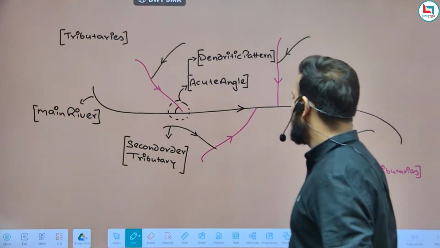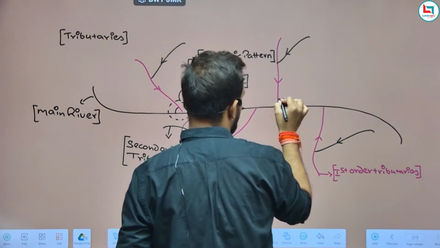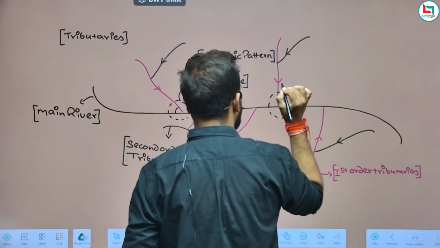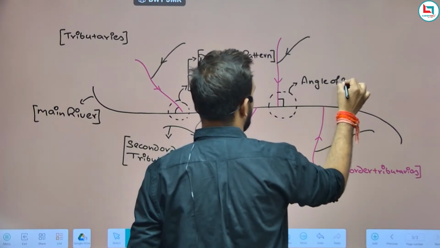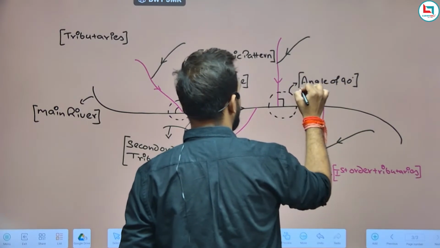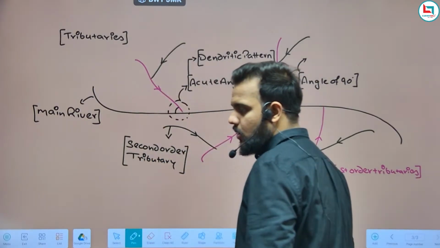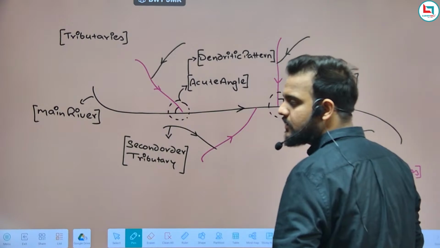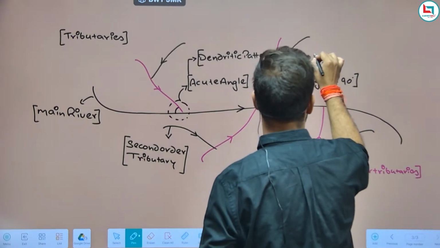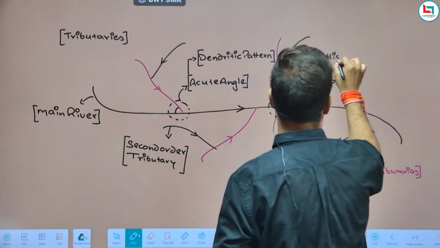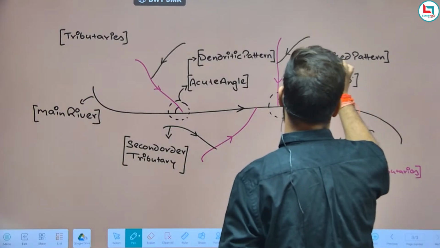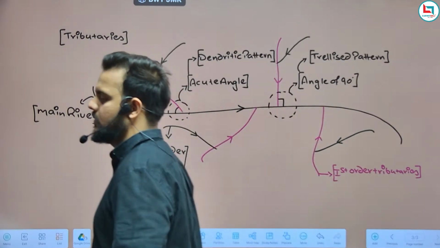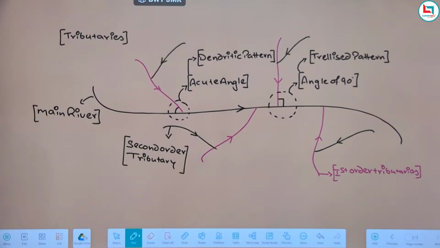When a river makes an angle of 90 degrees, then this particular pattern is known as the trellised pattern. Okay, we have the dendritic pattern and we have the trellised pattern. Clear? Are we good about these things, guys?